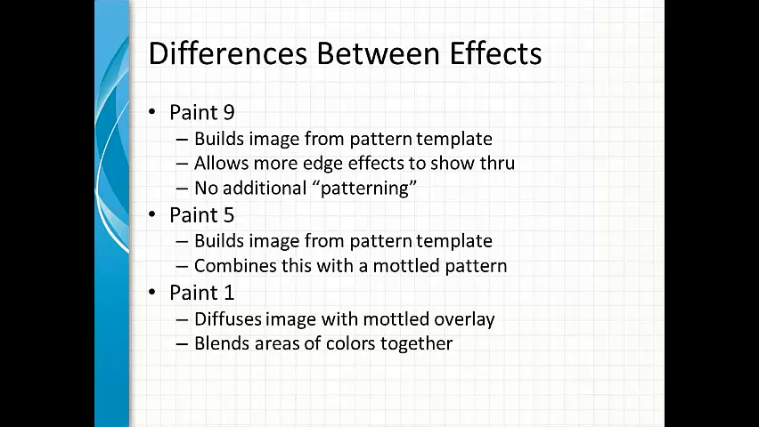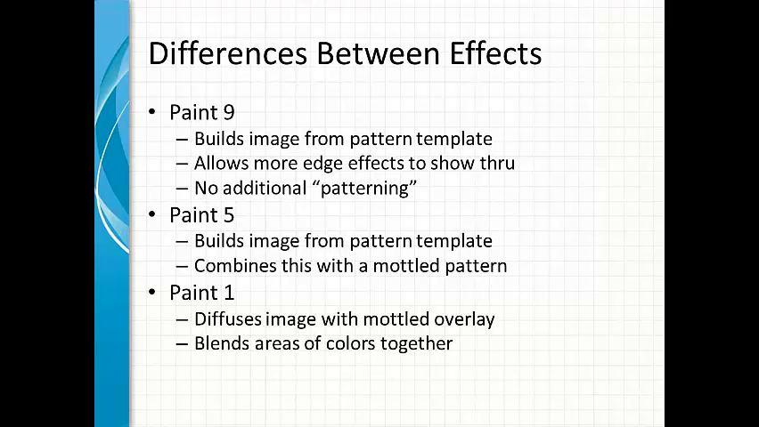Painting Style 9 basically works by building an image from a pattern template. It also allows more edge effects to show through and adds no additional patterning to the image. Painting Effect 5 also works by building an image from a pattern template, but it also combines this with a modeled pattern overlay.